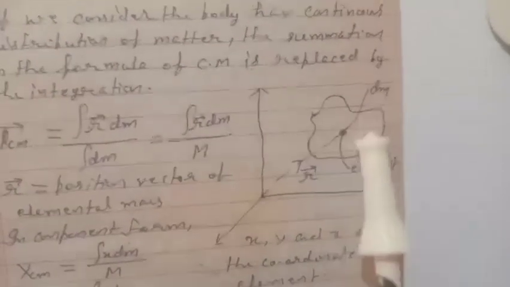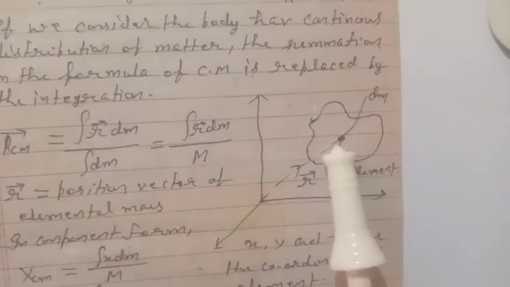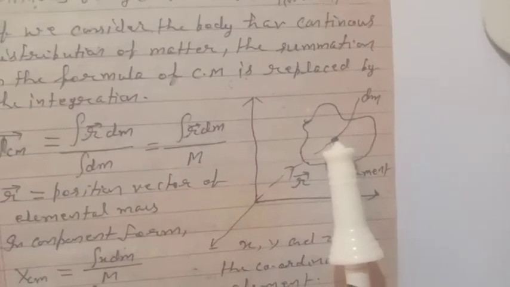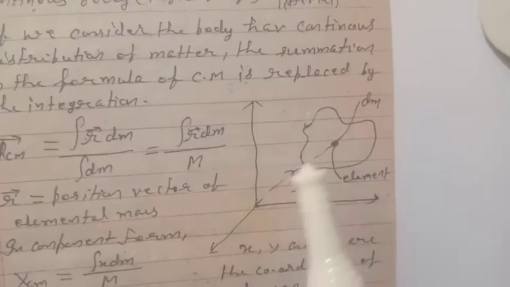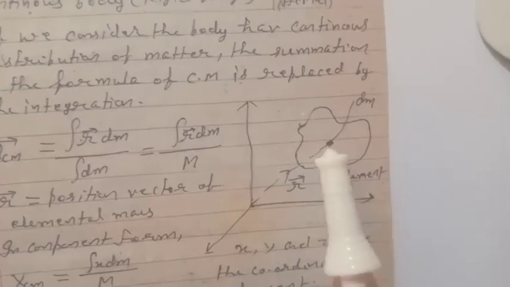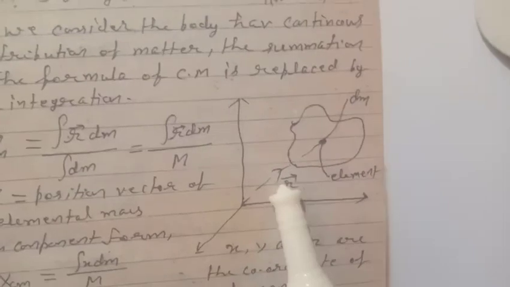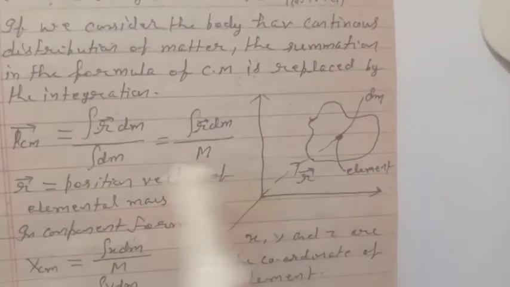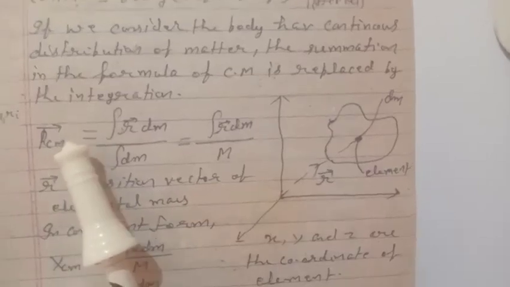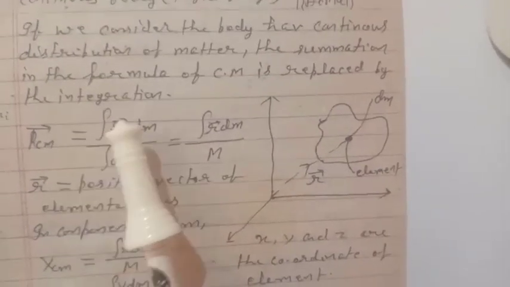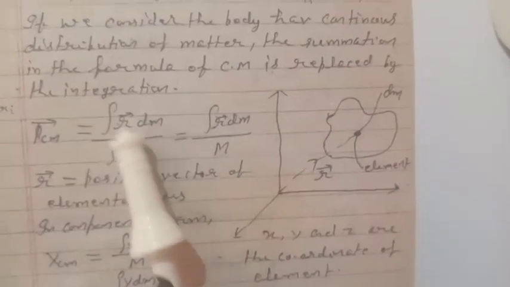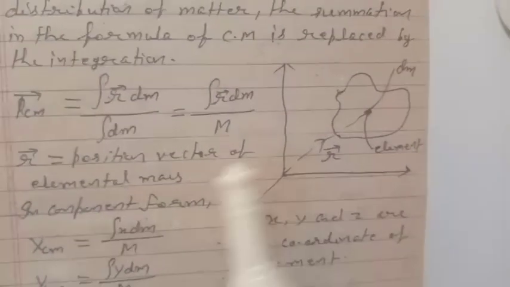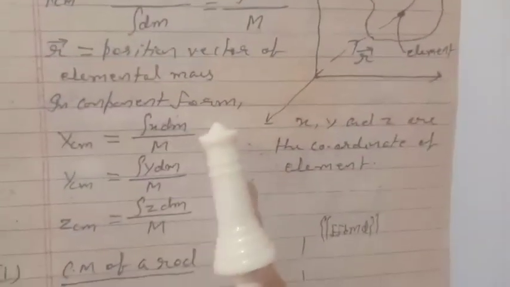Here the situation is shown. It is a rigid body and we are considering an elemental mass dm at any point, and we are taking the position vector of that elemental point as R vector. Then we can calculate the R_CM of that continuous rigid body with this formula, where R vector is the position vector of the considered elemental mass.